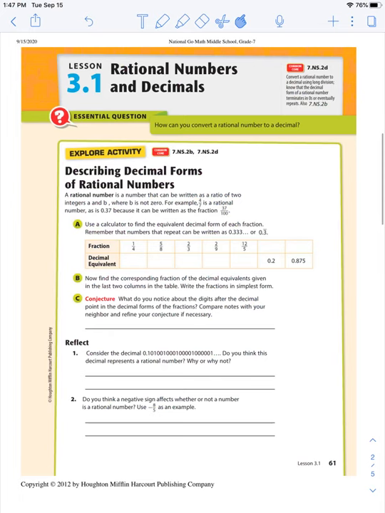All right, so for lesson 3.1, we are going to be describing rational numbers as decimals. So a lot of this is converting fractions to decimals. We did learn how to do this in 6th grade, but now we're going to have to switch back and forth fluently. So let's look at this first example. A rational number is a number that can be written as a ratio of 2 integers, a and b, where b is not 0. That's because you can't divide by 0, that's undefined.